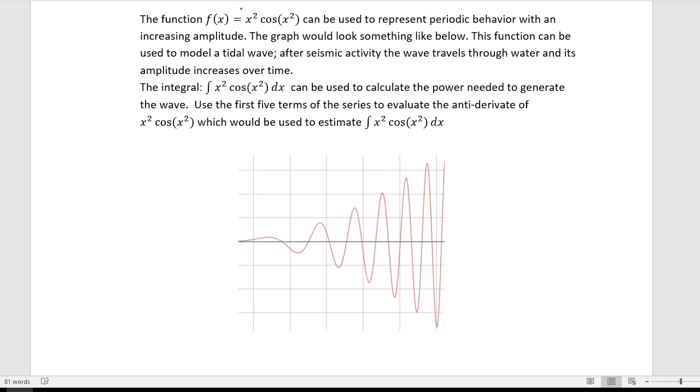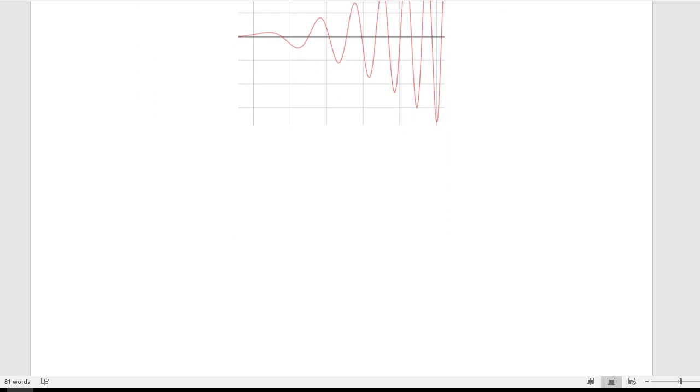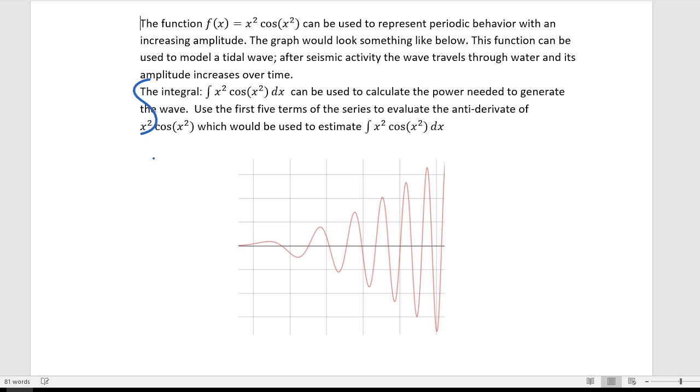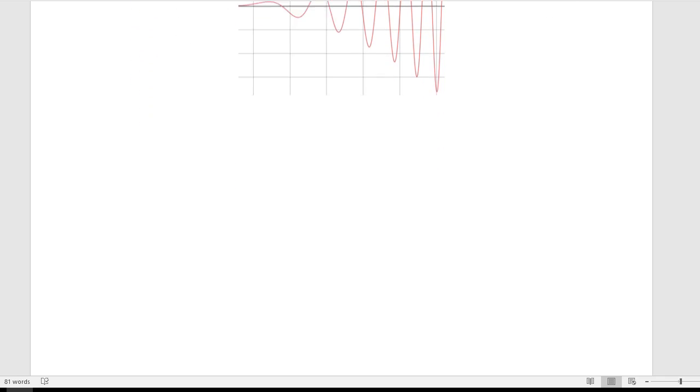But in this case, the amplitude is x squared, and so that's variable, it's growing. Now we could consider the fact that the integral of that function is going to calculate the power needed to generate the wave. So we want to integrate x squared cosine of x squared.